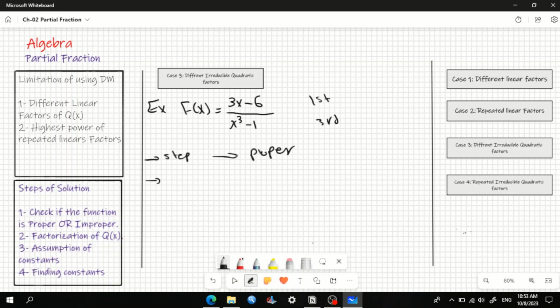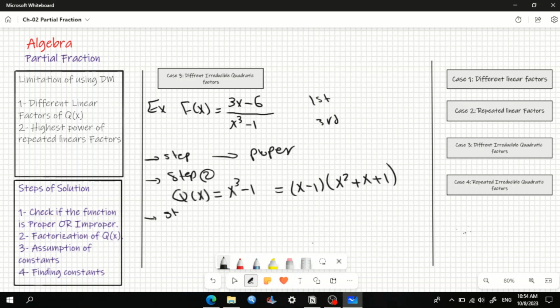Second step is factorize q of x. So q of x here equal to x cubed minus 1. So we can factorize this by x minus 1 by just that second bracket here, x squared plus x plus 1. Okay, the third step here, step 3, we just rewrite that.